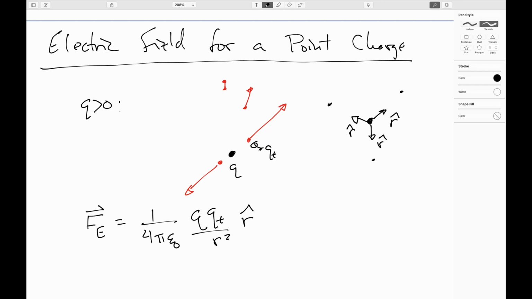Great. What if I had a negative test charge? Well, if we had a negative test charge, then we know it would attract, right? So we need to get towards somehow. If Q is positive and Q_T is negative, these two multiplied together will be negative. Everything else is a positive number, so I'll have negative away. Negative away is towards, so sure enough, that encodes the towards.